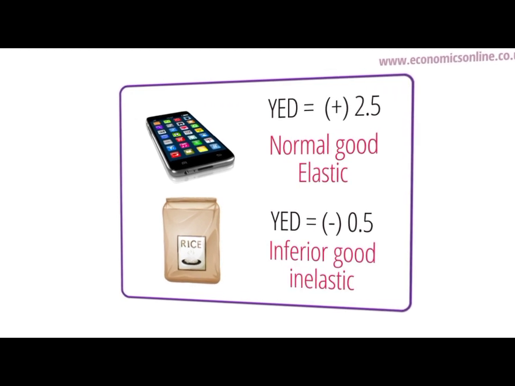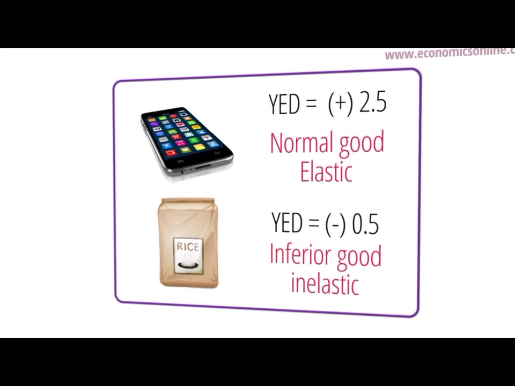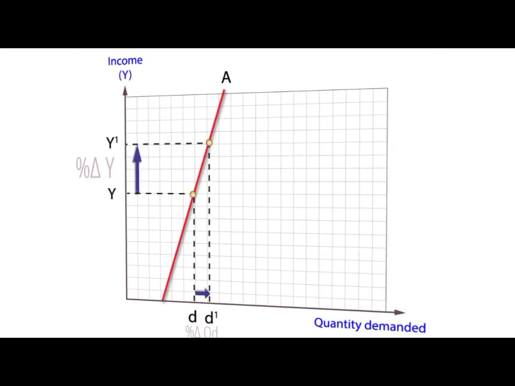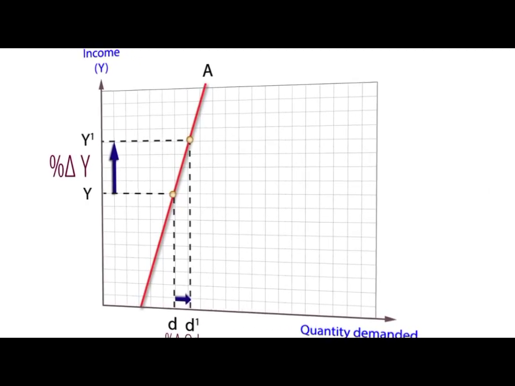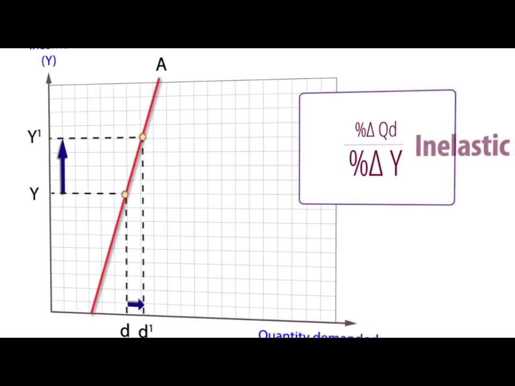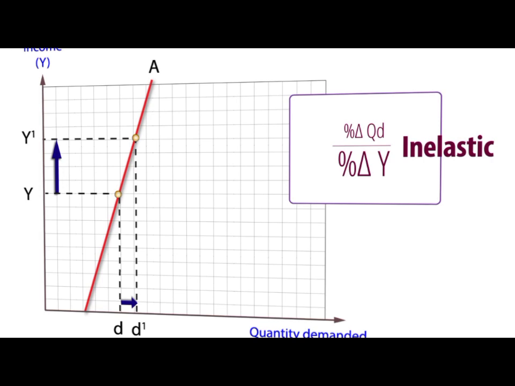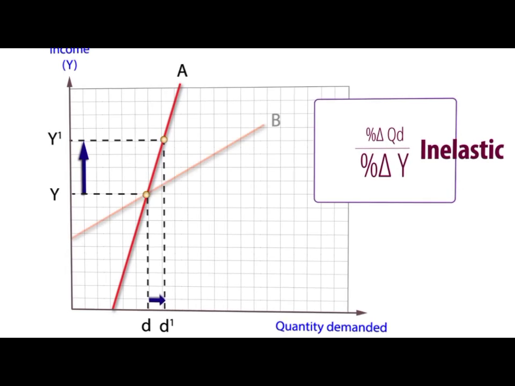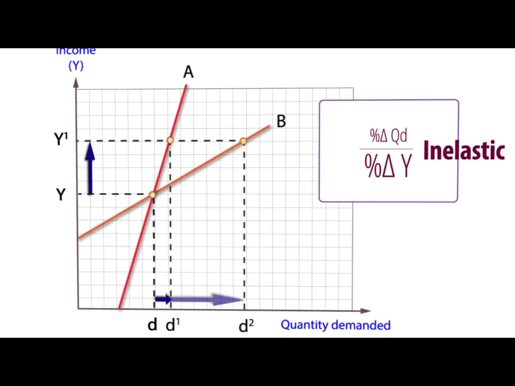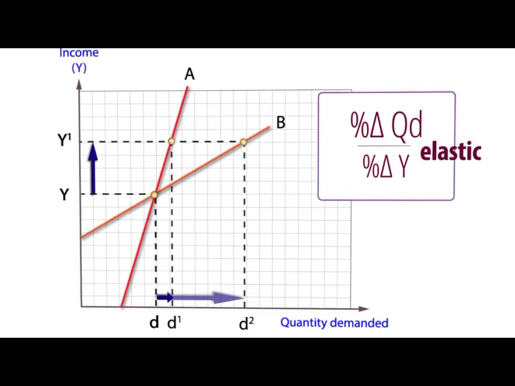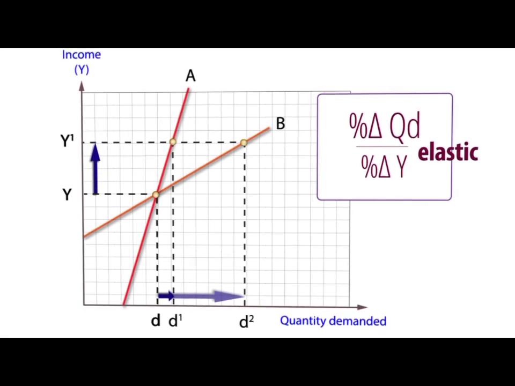Income elasticity can be visualized through Engel curves. Here we can see that Engel curve A slopes upwards, and it is steep, which indicates that the quantity demanded for good A changes by a smaller proportion than income, indicating that it is a normal good with an inelastic YED. Engel curve B also slopes upward, indicating it is a normal good, but the gradient is much flatter, indicating that the quantity demanded of good B changes by a greater proportion than income, hence YED is elastic.